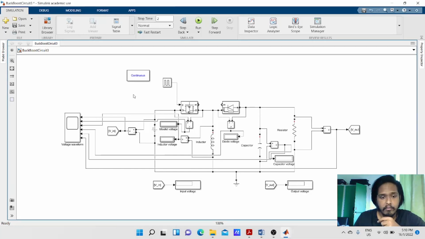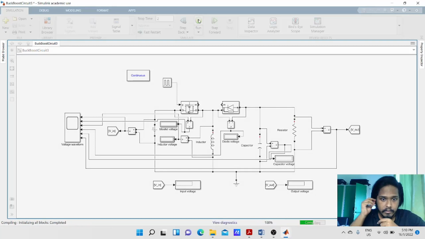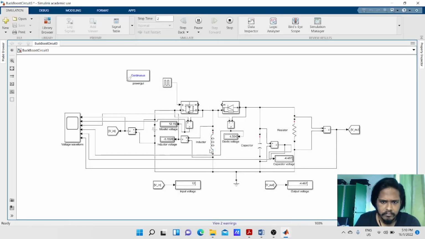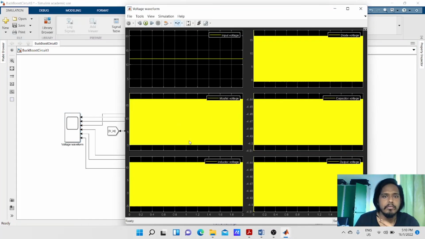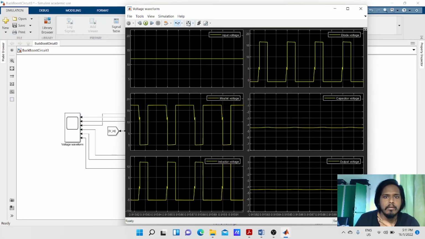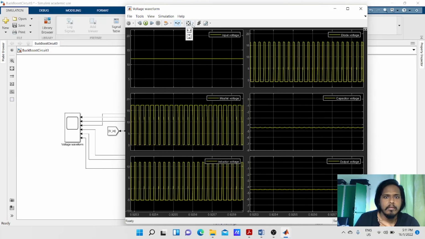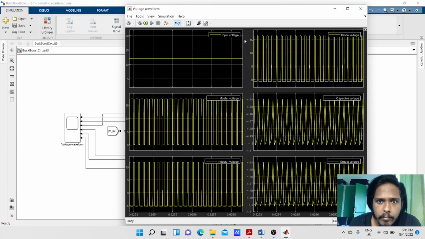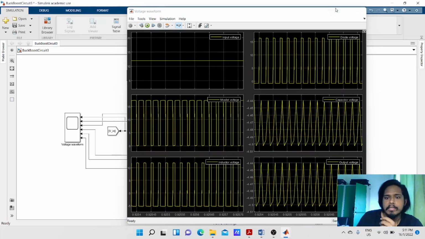For the voltage waveform, we create a separate circuit. So this is the circuit for the voltage waveform. This is the input voltage waveform. This is the waveform for the MOSFET, inductor, diode, capacitor, and the output voltage. These are the waveforms for the voltage.